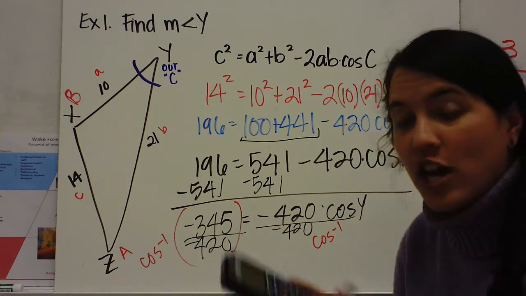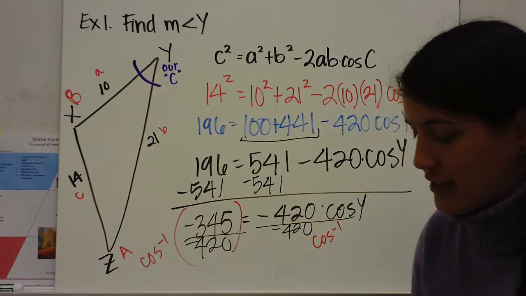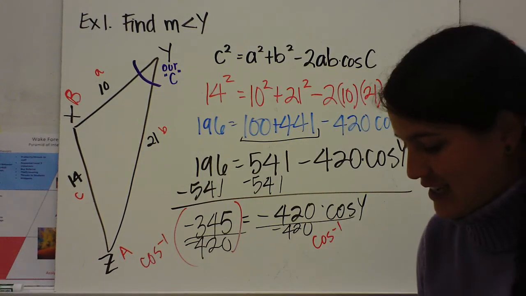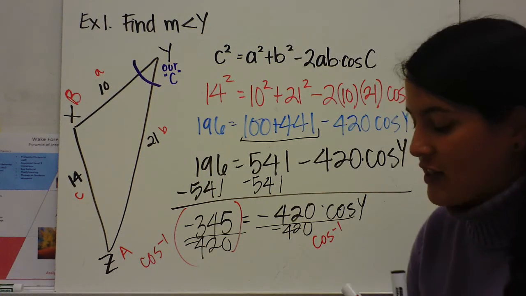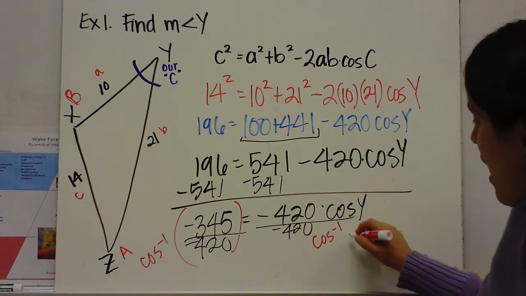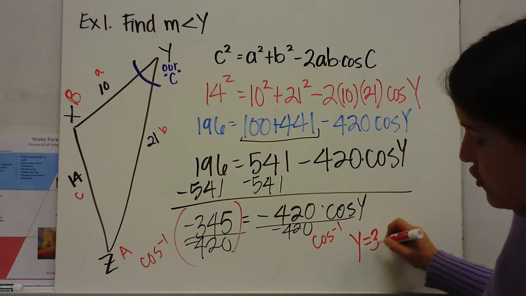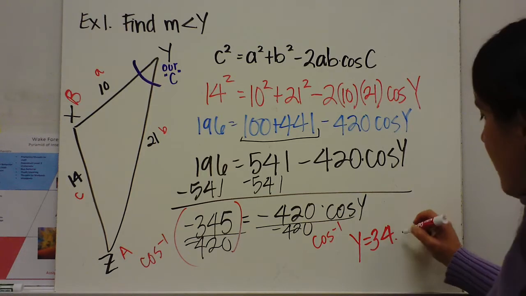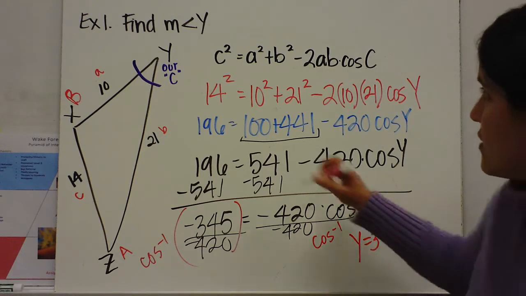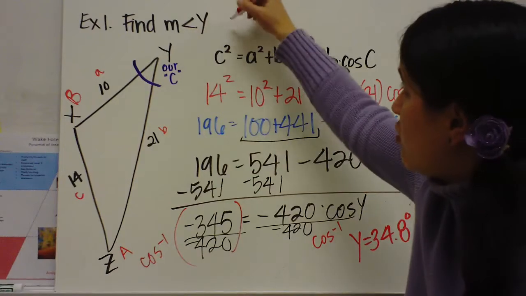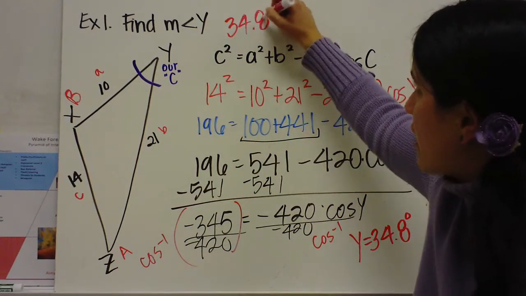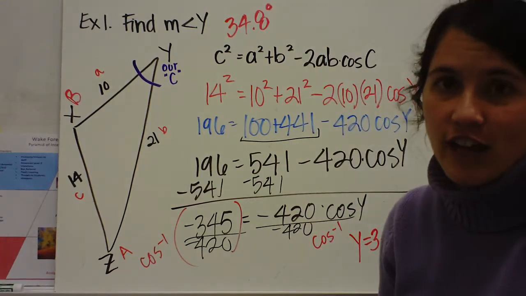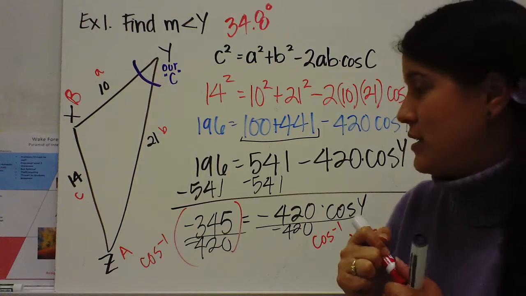Sorry, I forgot to change my radians to degrees. So let me try that again. That's better. So Y is 34.77, so 34.8 degrees. So that means the measured angle Y is 34.8 degrees. Don't forget to change your radians to degrees.